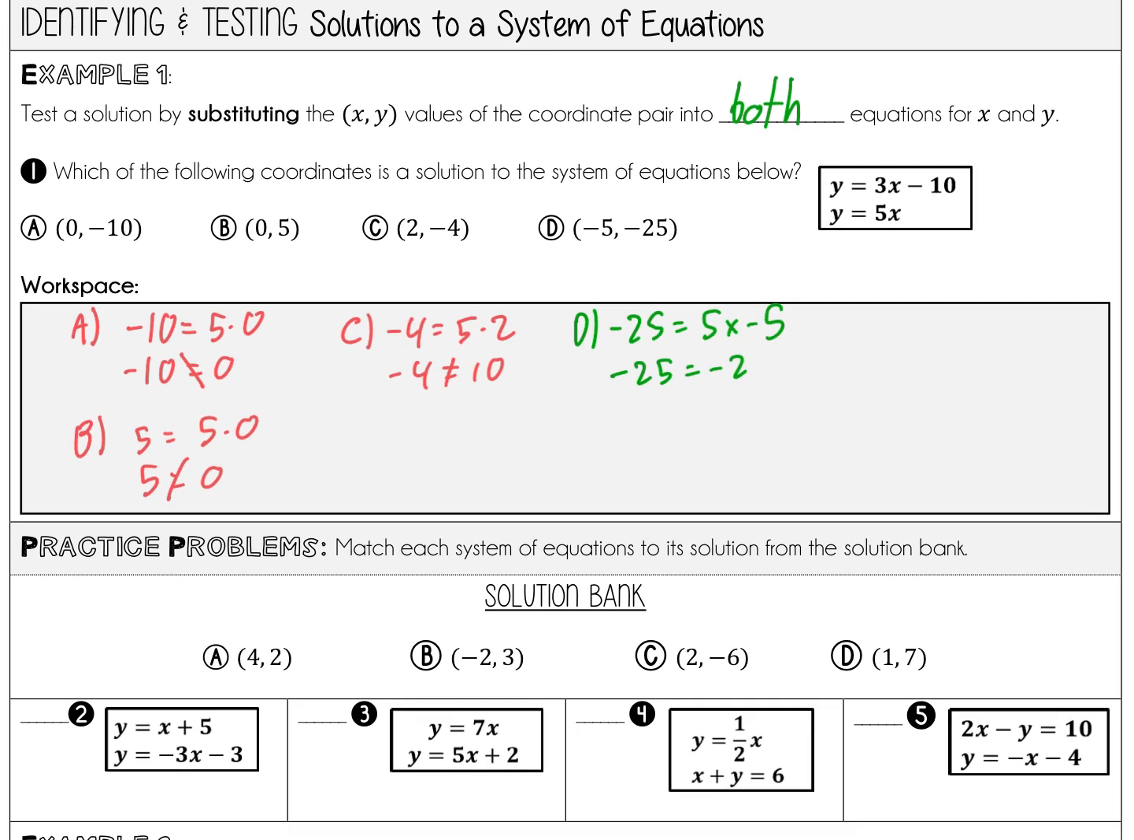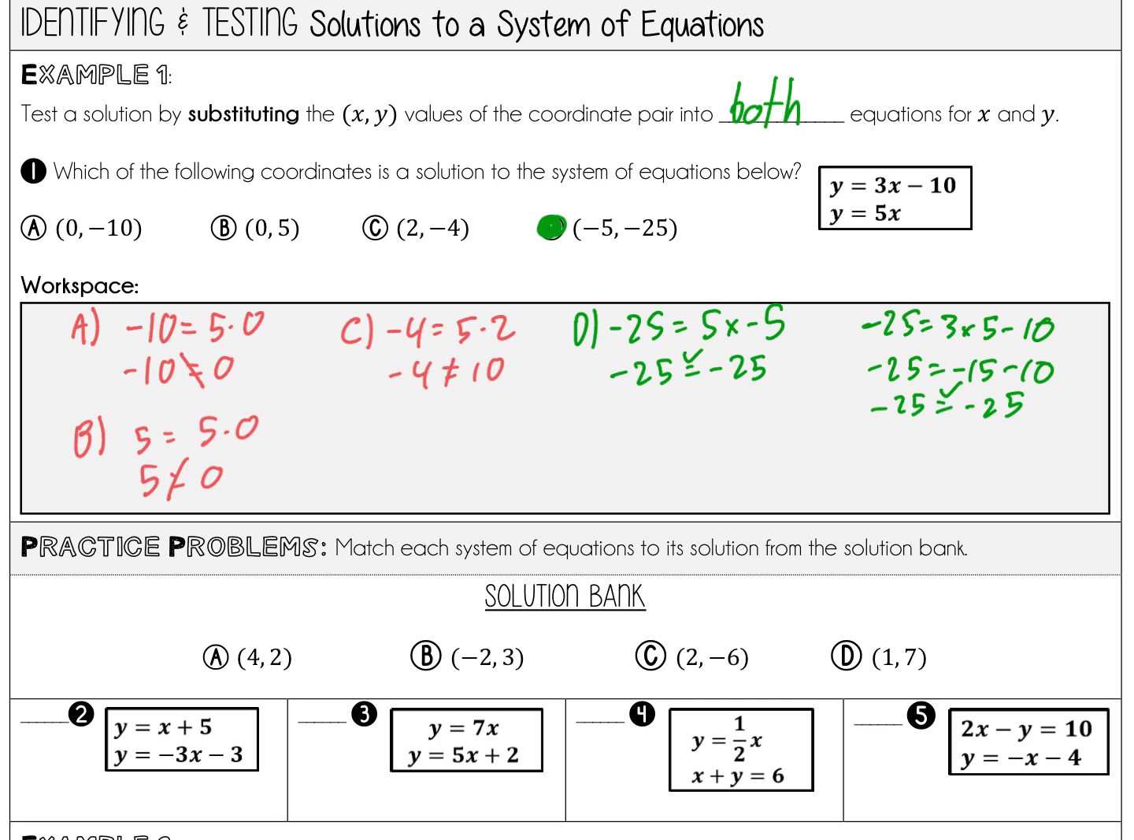For the top equation, we would say negative 25 is equal to 3 times negative 5 minus 10. Now, 3 times negative 5 is negative 15, minus 10 is negative 25, and since both sides are the same, this statement is also true. When both equations are true, you have a solution, so D is our solution.